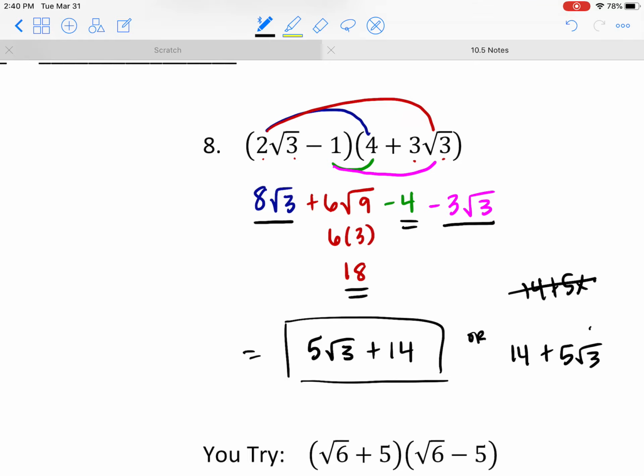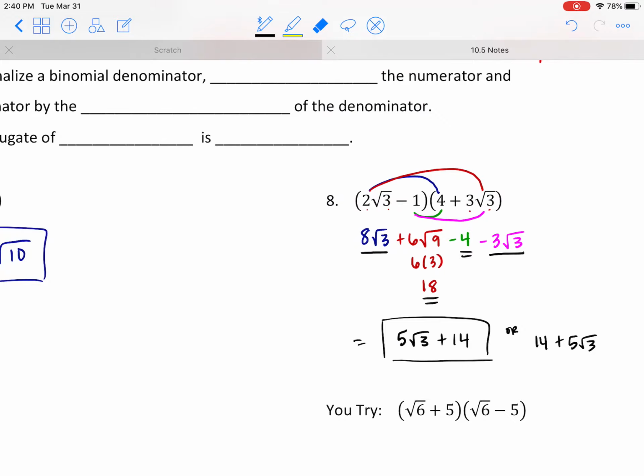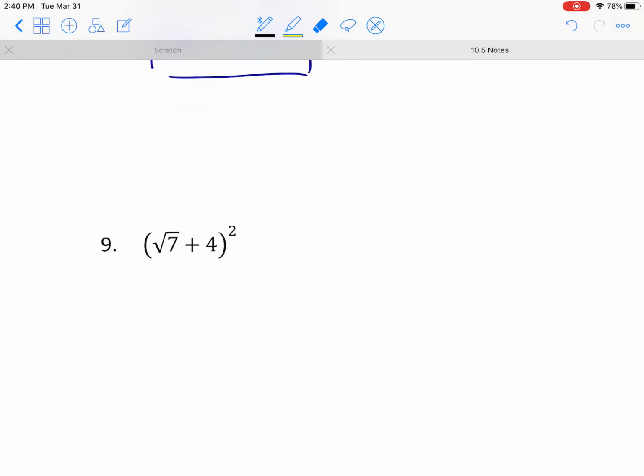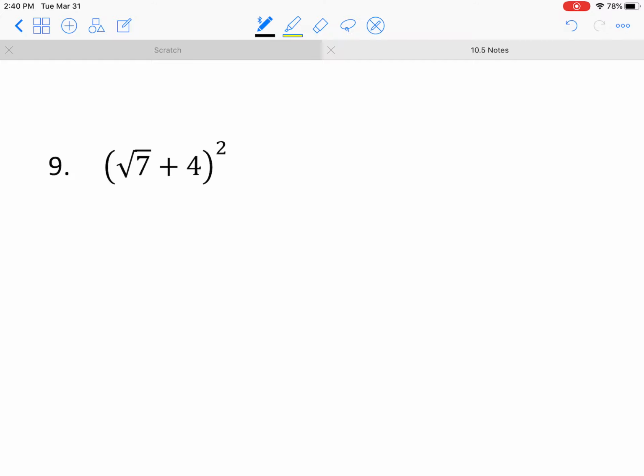Just make sure you're not combining the 14 and the 5, since those are not like terms. That would be like trying to add 14 and 5x, right? Can't put those together, just like you can't put those together. Okay, so far, not so bad.